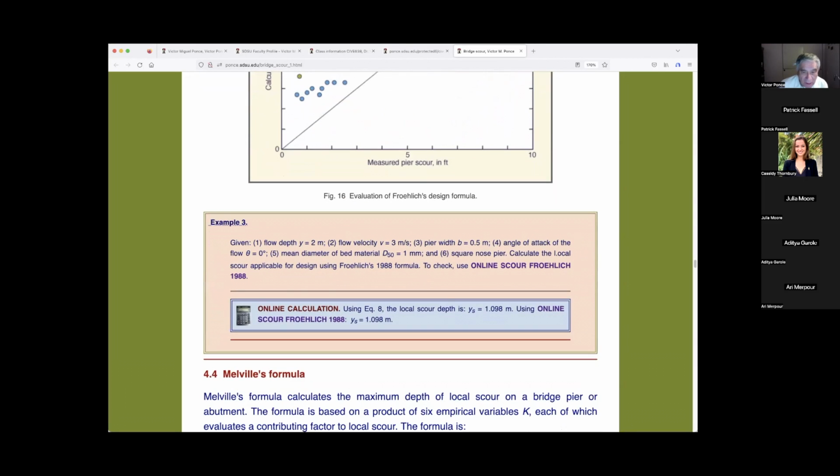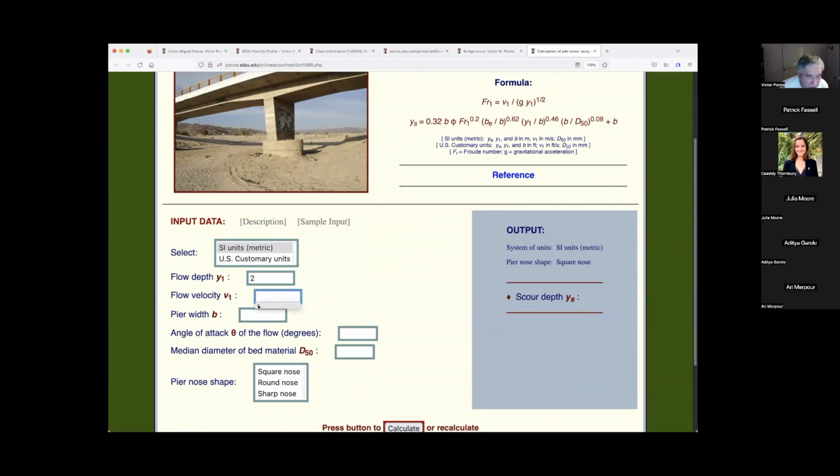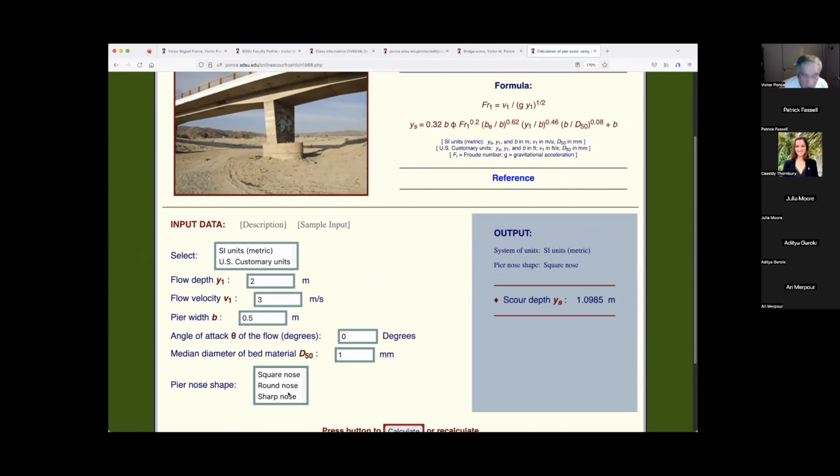So finally, we're going to do again a calculation of this formula in here. It's all prepared in here. Units metric, flow depth 2 meters, flow velocity 3 meters, pier width 0.5, angle of attack 0, mean diameter 1, and what was it? Did we have any indication? I forgot about that. And square nose pier. Square nose pier. Okay, there we go. 1.09.